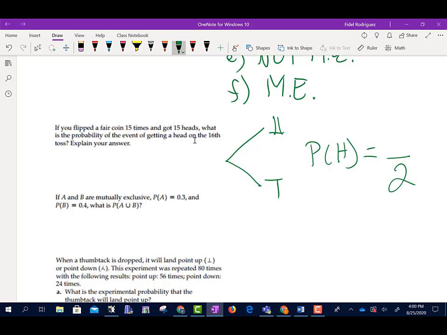So I can either get heads or tails. How many of them are heads? One. The fact that we got 15 heads the first time doesn't matter; every time I do this, I still have an equally likely chance.